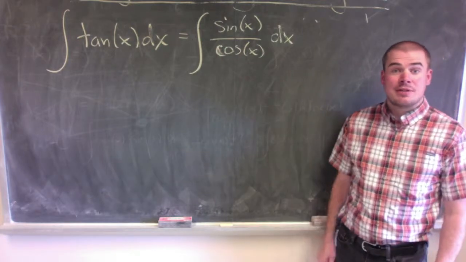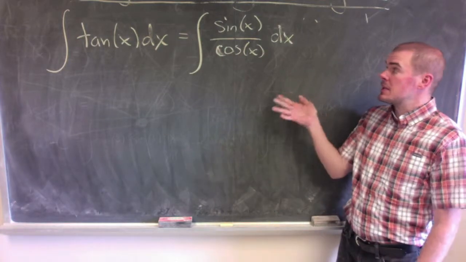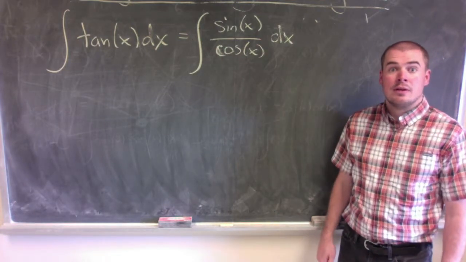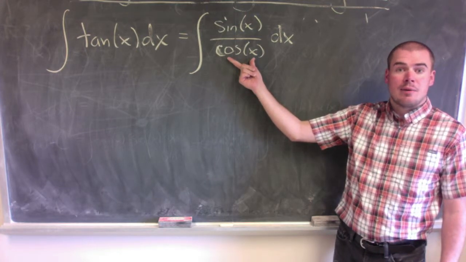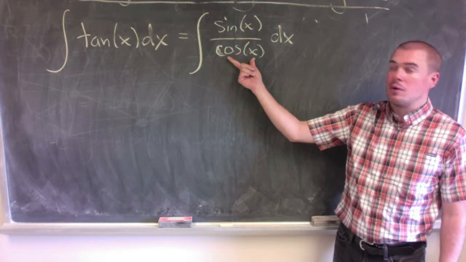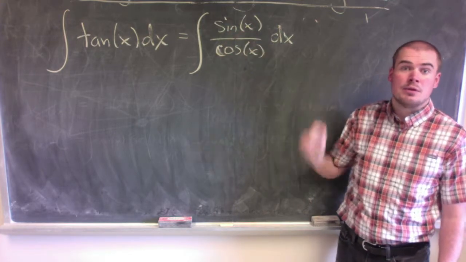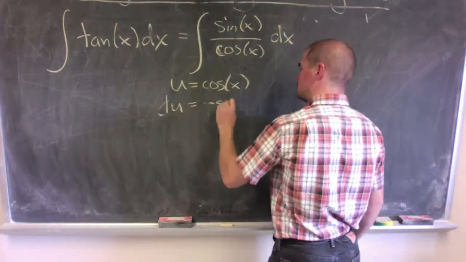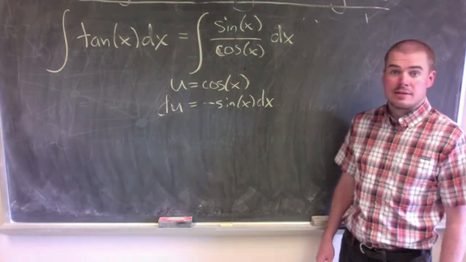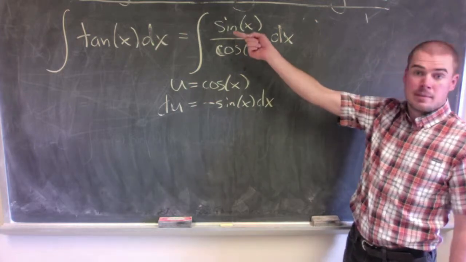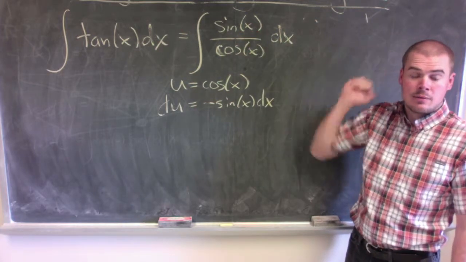If we recall that the tangent is sine over cosine, then we see that this gives us something we can work with. Specifically, this division by cosine is going to be a little bit difficult to work with. However, remember that the derivative of cosine is sine, and therefore we can use u substitution. If I let u be cosine of x, then du is negative sine dx. I don't have a negative sign up here, so I will just negate when I do my substitution.